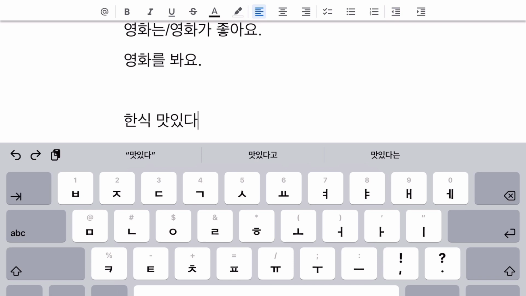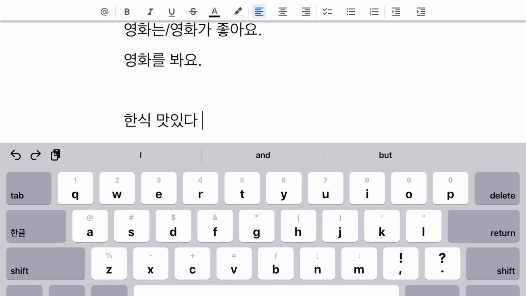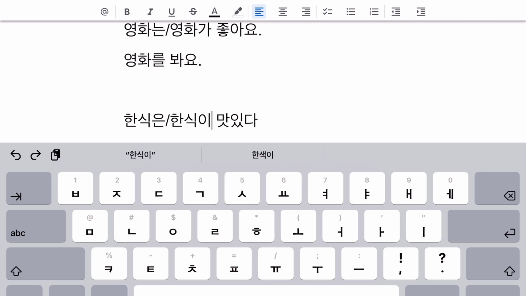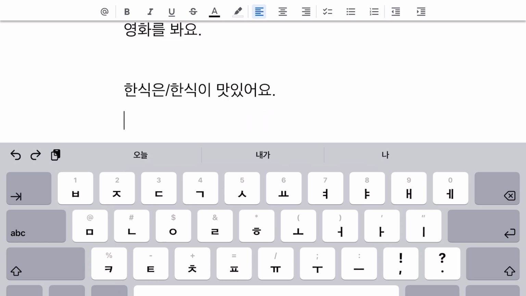한식 is Korean food. 맛있다 is delicious. So 한식 맛있다. I'm trying to say Korean food is delicious. So which particle do I put on 한식? I will be putting 은, 한식은, or 한식이 맛있다. Let's conjugate this. Take off the da. Okay. Last vowel is E, so we need the O. So we need the oyo ending. 맛있어요. 한식이 맛있어요.